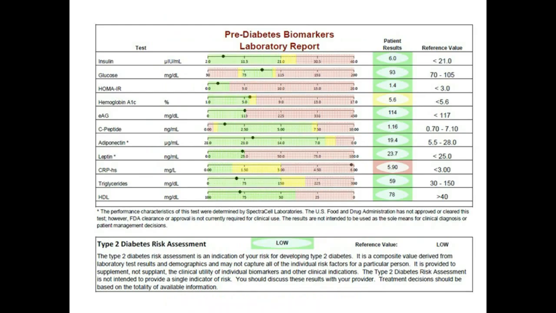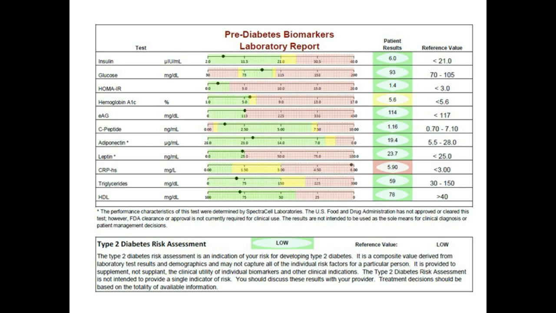So once again, this is just a blown up portion, so you can see it a little better than on that previous slide, but you can see based on this that this person has a low risk because their HbA1c is, once again, borderline, but their insulin is very good. Their glucose is, in some cases, called high normal because, as you know, a lot of labs will have a value of serum glucose of 65 to 99. In this particular case, SpectraCell uses 70 to 105.